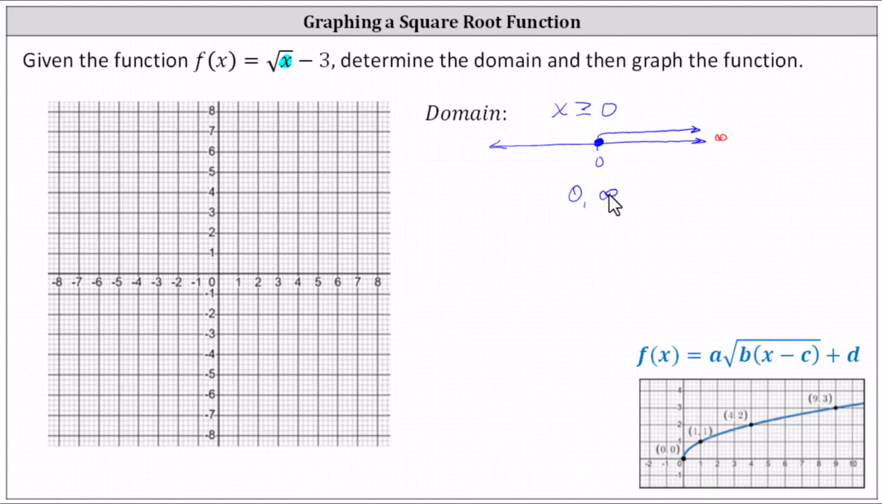The interval includes 0, or is closed on 0, and therefore we use a square bracket to the left of 0, and we use a parenthesis to the right of infinity. Here we have the domain expressed using an inequality, a graph, as well as interval notation.